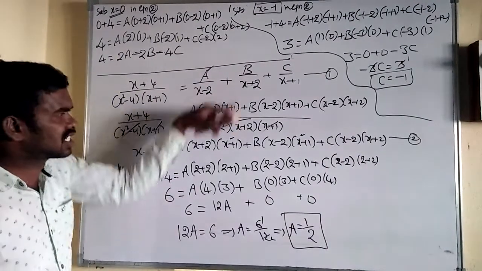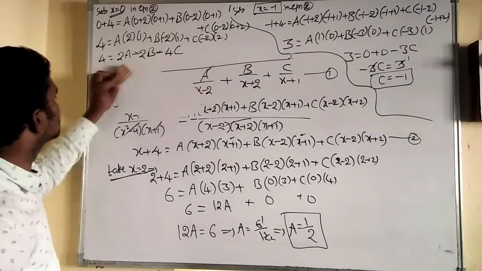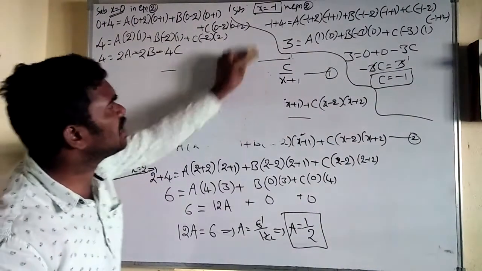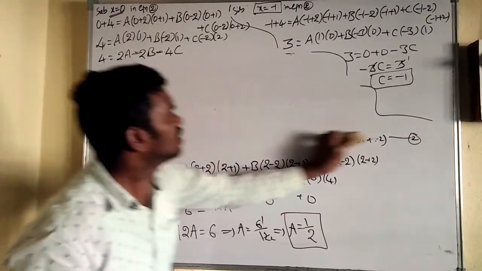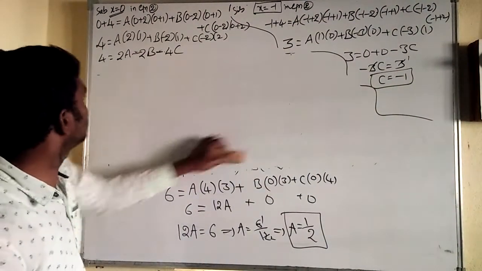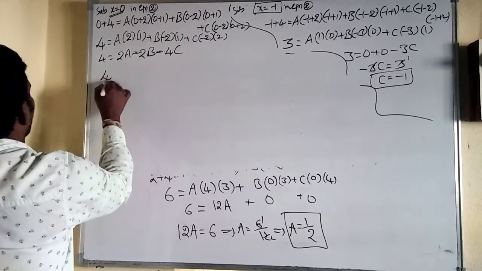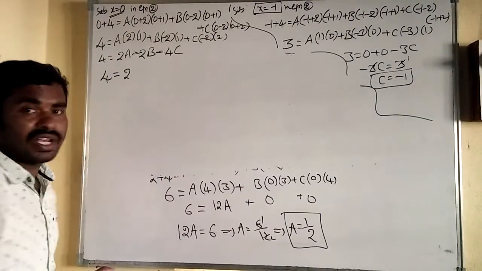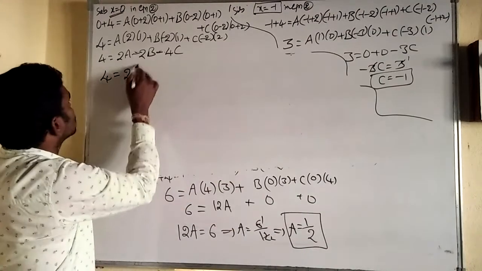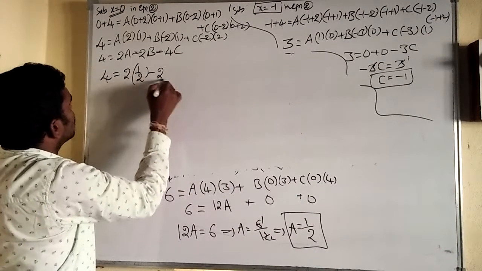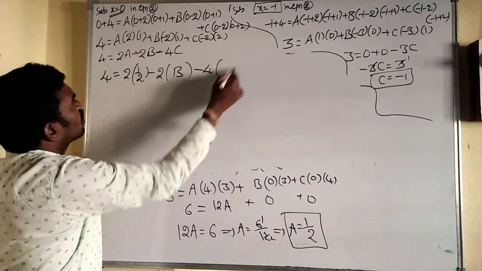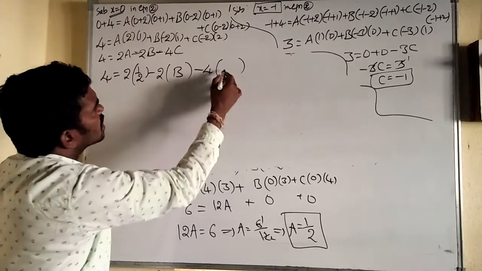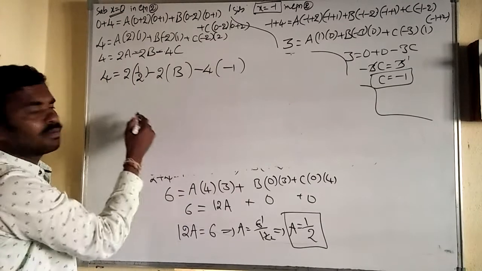Okay, I will write these steps. After that, equation 1 is useful. Finally we should substitute the a, b, c values in equation 1. Okay, don't bother about that. Finally I will write: 4 equals 2 into, do you know the a value? Here we got the a value. Substitute that, 1 by 2, minus 2 into, do you know the b value? We don't know, so write as it is, minus 4 into c value, you know? Yes, that is minus 1. Simplify this, we can get the b value.